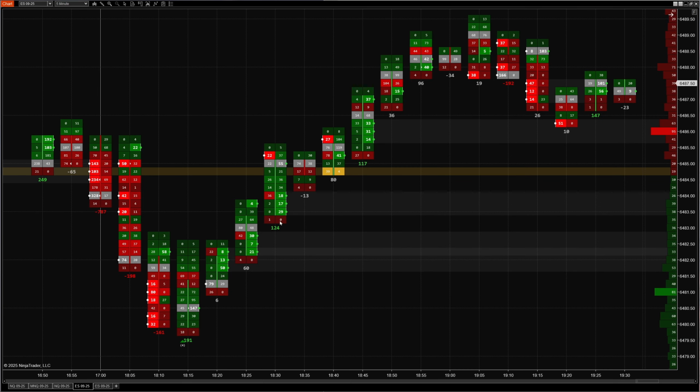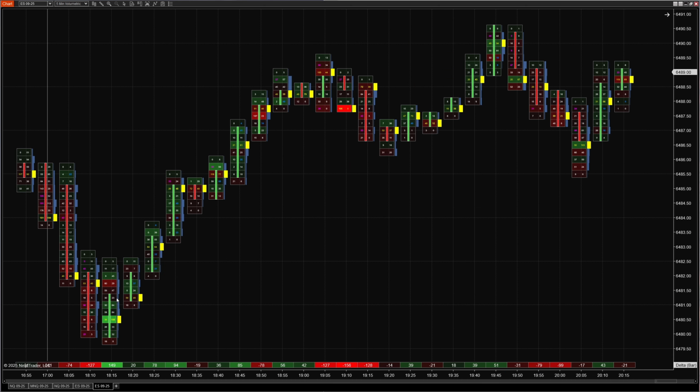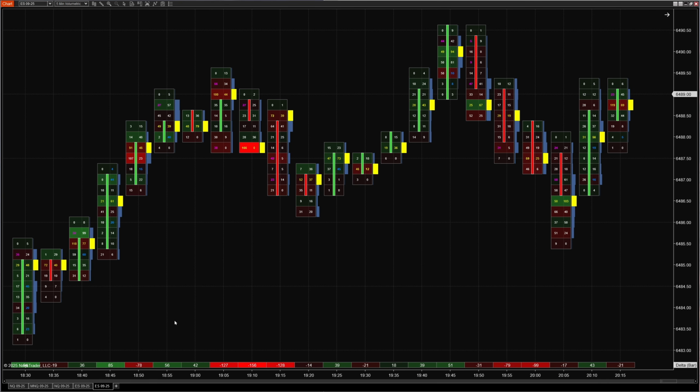But if we look at this footprint chart from Affordable Indicators, we can see the numbers much more clear than the version that we actually get from NinjaTrader. Now the version that comes with NinjaTrader is called volumetric bars. We can see the same bid ask data. Down below us, we get the delta.